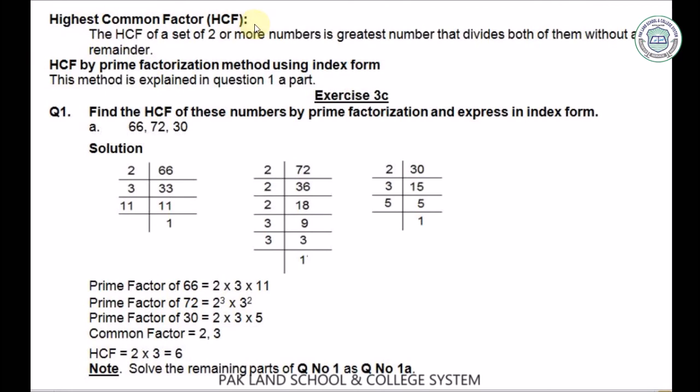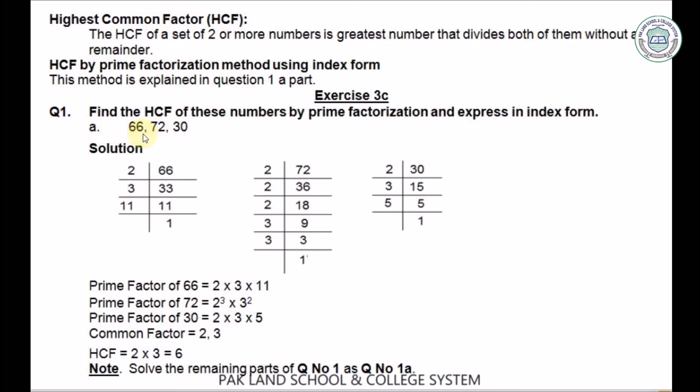Highest common factor, HCF. The highest common factor of a set of two or more numbers is the greatest number that divides both of them without any remainder. HCF by the prime factorization method using index form. This method is explained in exercise 3c. Question number 1: find the HCF of these numbers by prime factorization and express in index form.